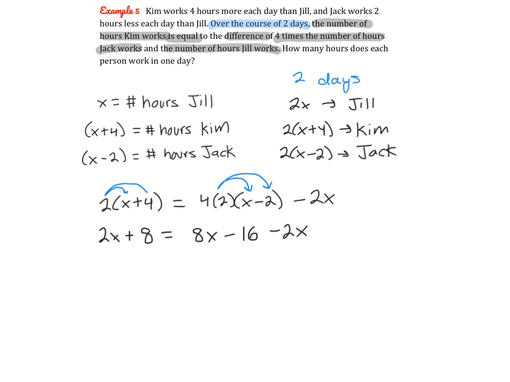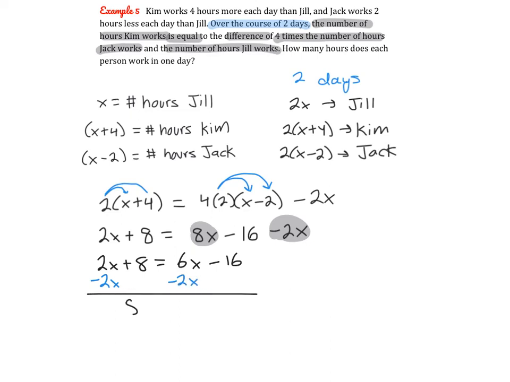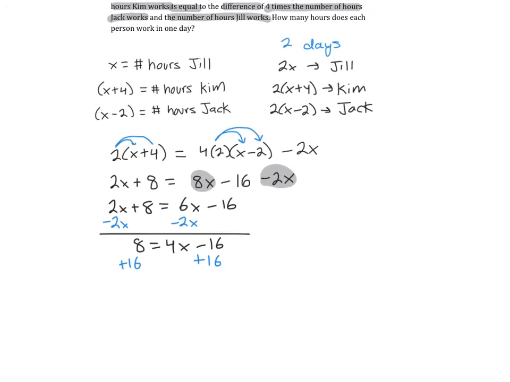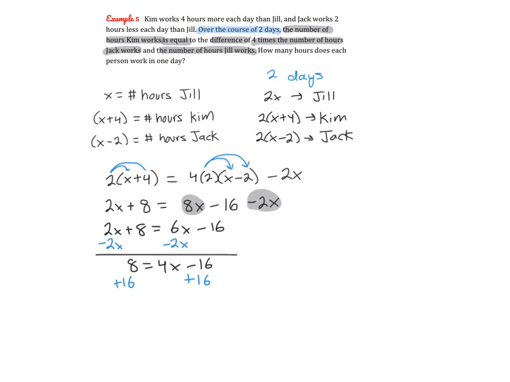Here I see that we can combine like terms because we have 2 variables that are on the same side. So we have 2x plus 8 equals 6x minus 16. Let's move our variables to the same side. So I'll move the smaller one with subtraction. So 4x minus 16. Almost done. Add 16 to each side. 24 equals 4x. And last, we'll divide by 4 to get x equals 6.